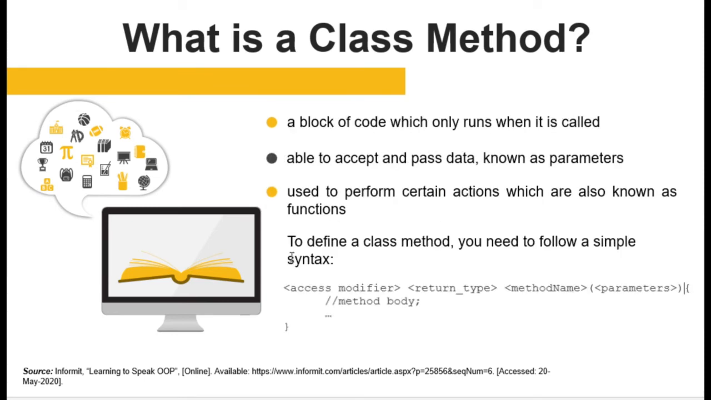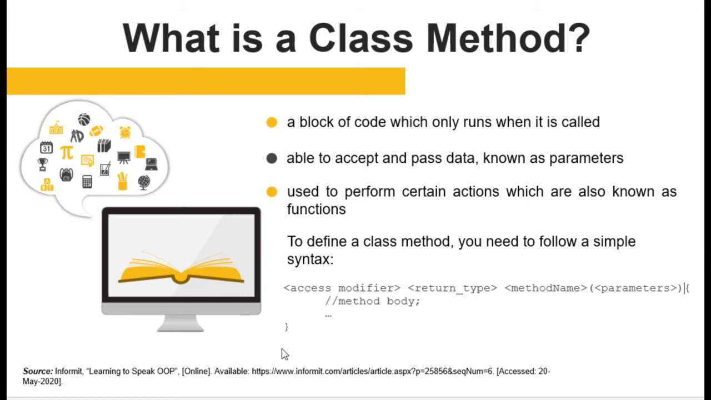A class method is a block of code which usually runs when it's called. Meaning to say, it will not execute unless you call that method. It is able to accept and pass data known as parameters inside the parentheses. It is used to perform certain actions, which are also known as functions.